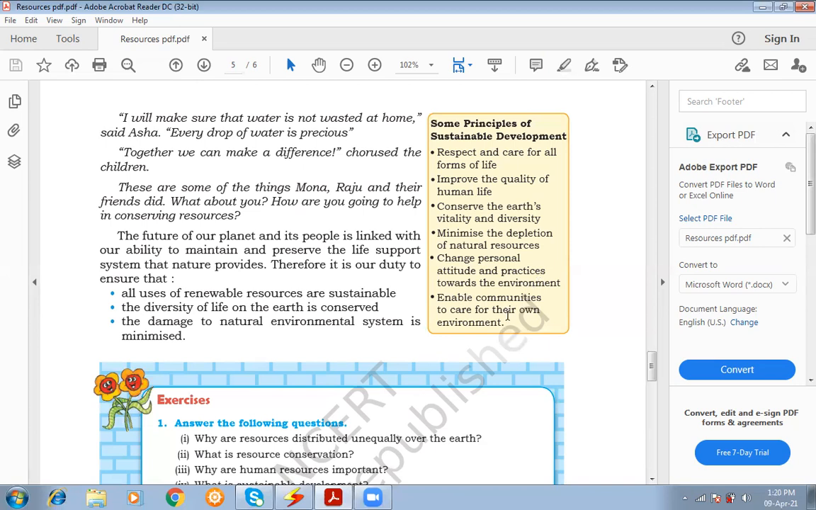Enable communities to care for their own environment. So these environmentalists are there, biologists are there, so they always organize and hold sessions or seminars on environment, and they make the communities aware also, so that they should become concerned about their environment. Clear? So this was your chapter. So we have completed the chapter.